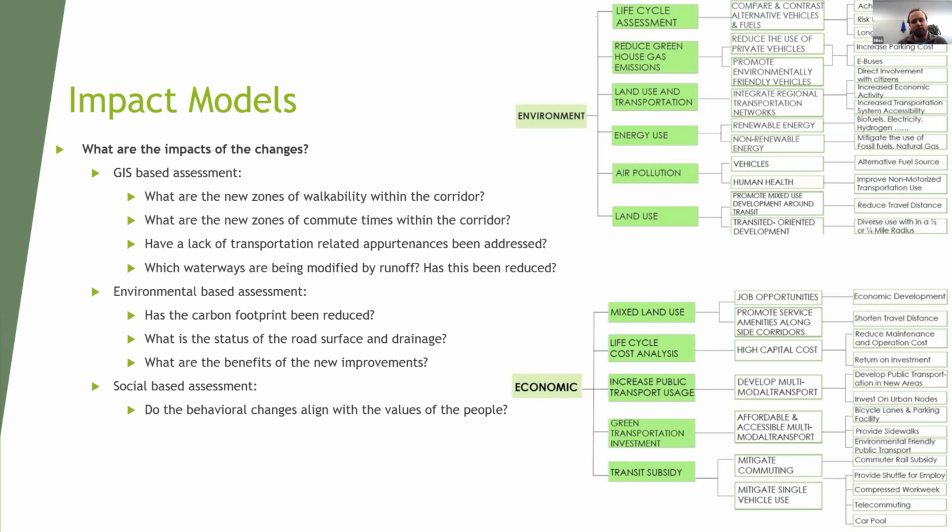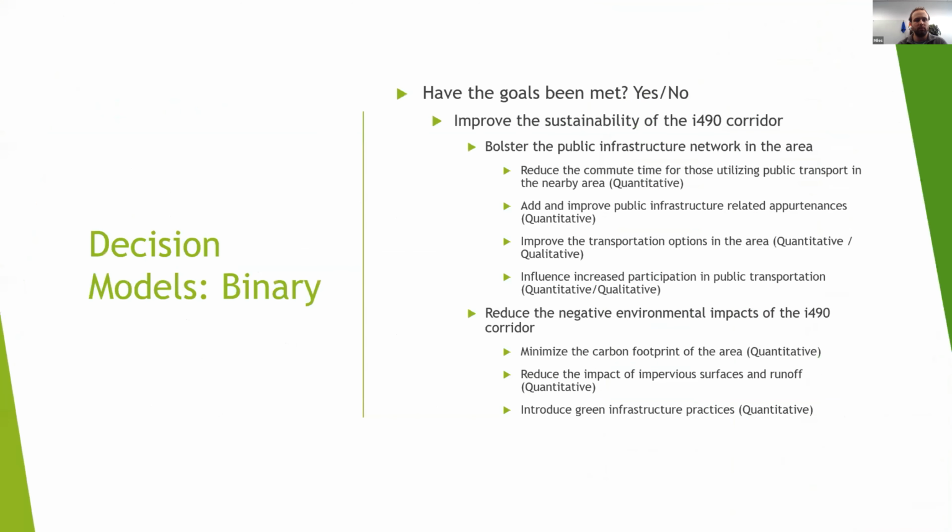And what are the benefits of the green infrastructure improvements that I've hopefully made to the unimproved areas of the right of way? And then lastly, do the behavioral changes align with the values of people? If I'm going to make these changes and then no one's going to utilize it, that's not a successful project. So I want to make sure that I'm addressing the values of the citizens of Rochester.